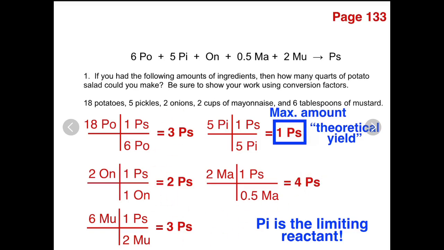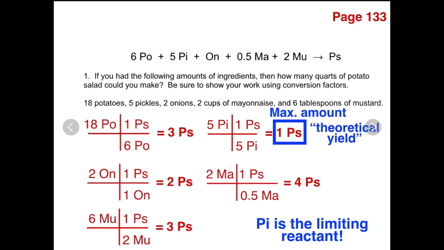Because you're going to end up running out of pickle first. Okay, pick only the least amount one. Another thing I would like to point out is that when we look at limiting reactant, the answer has to be one of these reactants. Theoretical yield would be the yield of the product. Those are the two different things that students sometimes get confused. Just make sure that you understand and are able to differentiate them.